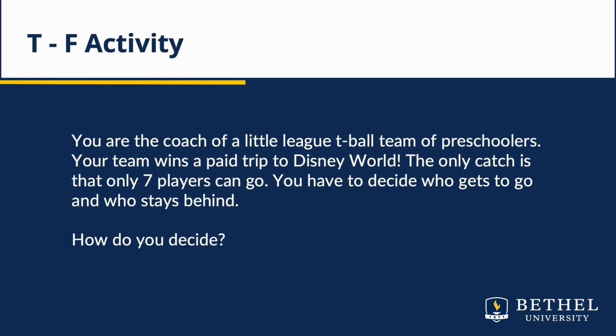Here's an activity that gives you an example of what we're discussing. Pretend you are a coach of a Little League team of 10 preschoolers. Your team wins a paid trip to Disney World. The only catch is only 7 of those 10 players can go. It's up to you to decide who gets to go on this trip and who stays behind. Take a minute to write down your decision-making process. What are you thinking of first? Please pause to write this down before going to the next slide.